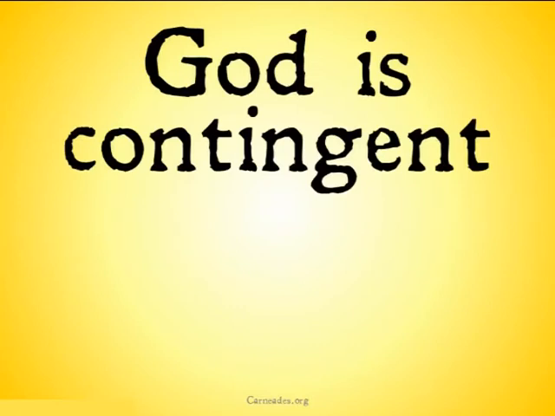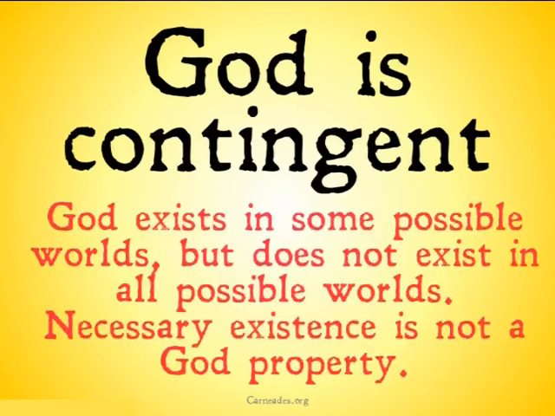So, God is contingent, but God properties are closed under entailment. This is saying that God exists in some possible worlds, but doesn't exist in all possible worlds. That necessary existence just isn't a God property, basically. That in some possible worlds, sure, God being all good implies that he's all-powerful and implies that he's all-knowing, but it doesn't imply that he has necessary existence. He's just contingent. He exists in some possible world, but not all possible worlds. So necessary existence just isn't a God property here.